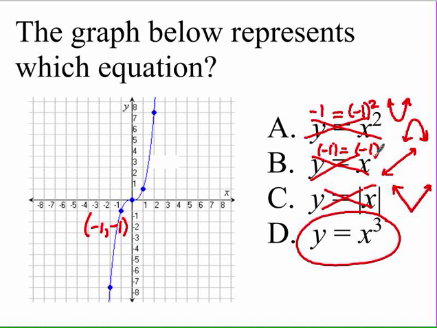Yes, so that one would be good. On this one, does -1 equal the absolute value of -1? Answer is no. So you would have actually narrowed it down to B and D, and then you could have picked other points to eliminate B or D. So that's another way you could find that.